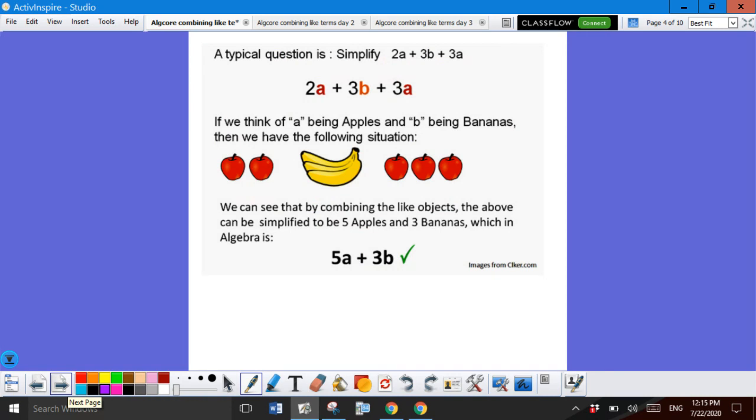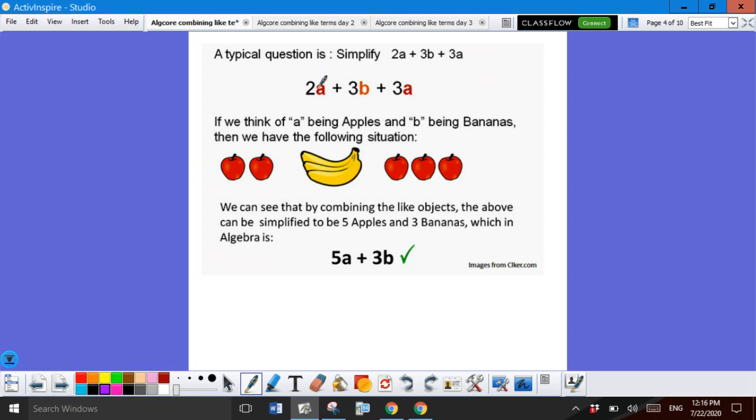I like to talk about combining like terms as fruit salad. I don't like fruit salad. So if I have apples and I have bananas, I'm going to put my apples together and my bananas together, but I am not going to put them in the same bowl. They're going to be separate, with an addition or a subtraction sign or a multiply or divide. We are not going to put them together and make fruit salad.